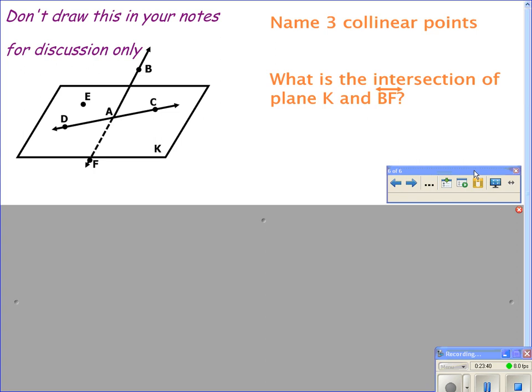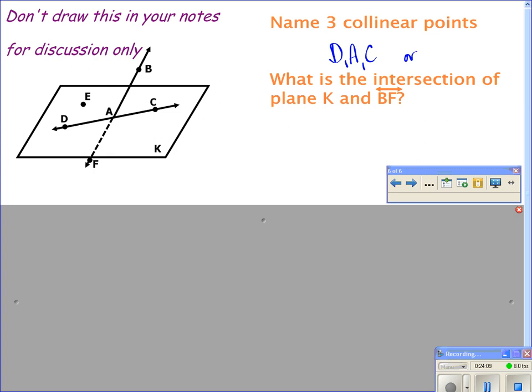Okay. Question. First one. Name 3 collinear points. There's actually 2 correct responses to this, 2 different sets of collinear points. So help me out. That's 1 set. Yes. And we're just listing points, so we're just putting commas in between. So those are 3 collinear points.